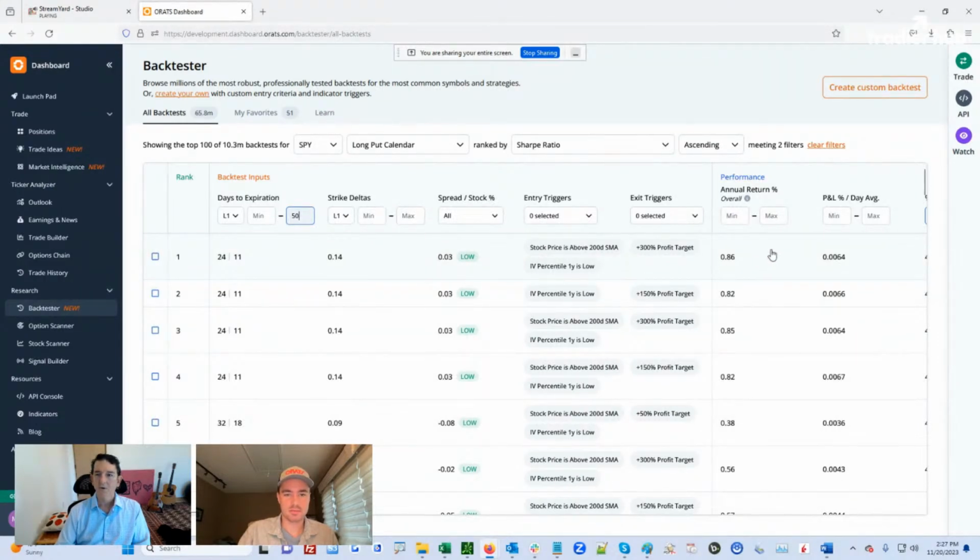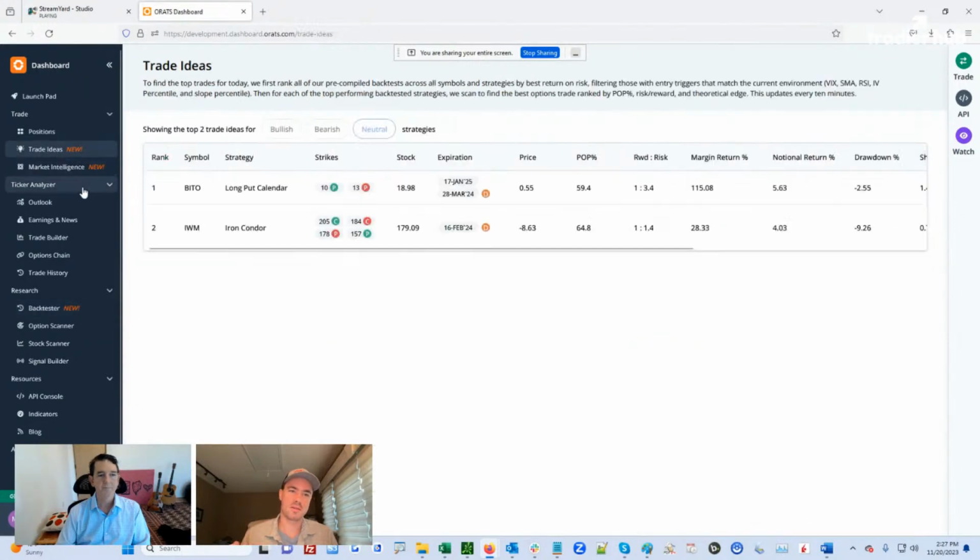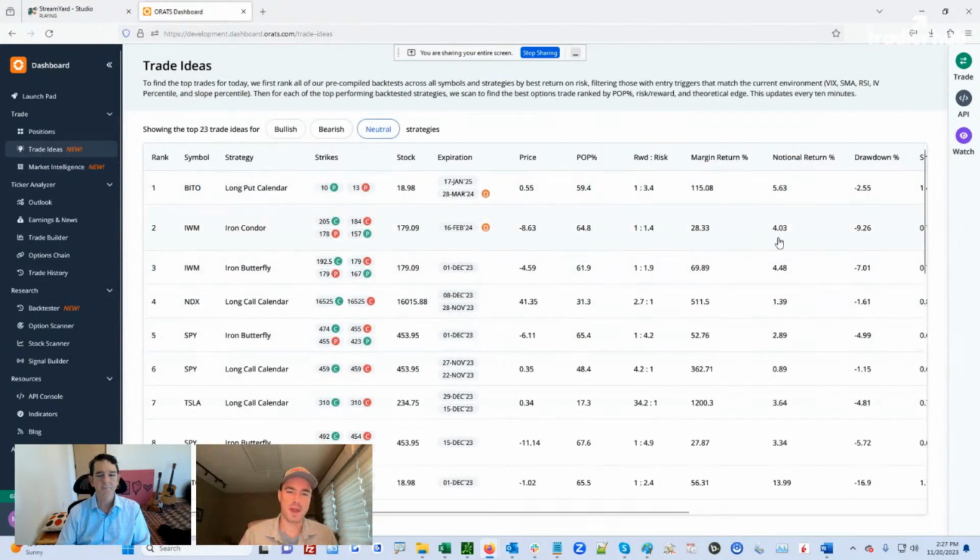Yeah, I think that was a good overview, Matt. We have the backtest finder, we have the custom backtester, and then we have the trade ideas, which are fed our backtest data and then sorted based on best return on risk, and then you can see all of them in one table and do your analysis from there. So, backtesting is a great tool for everyone to have. We incorporate it heavily into most of our tools on the dashboard, so you have lots of historical data at your fingertips.